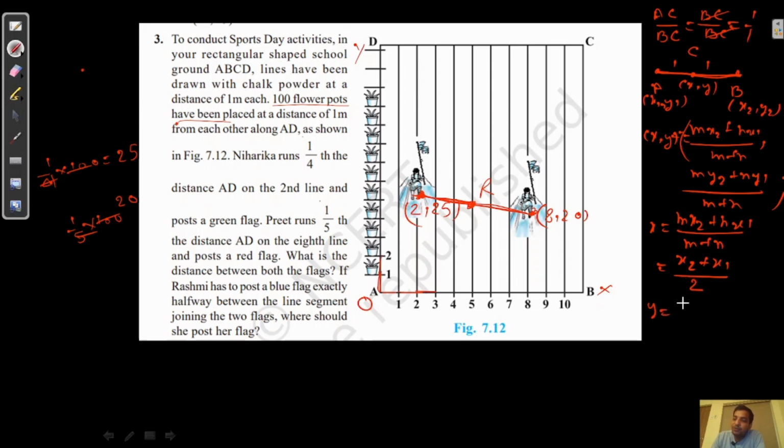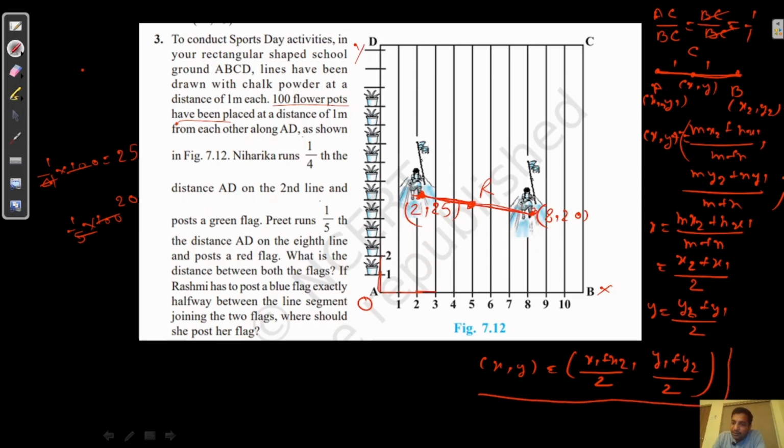Similarly, you will find the value of y. It will come y2 plus y1 by 2. So the value of x comma y will be x2 plus x1 by 2. In addition, we can follow the commutative law, so we can write x1 plus x2 by 2 in place of x2 plus x1. That will be easy to learn. Similarly, y1 plus y2 by 2. So now we are having the formula for midpoint.